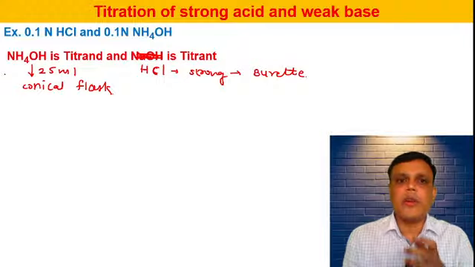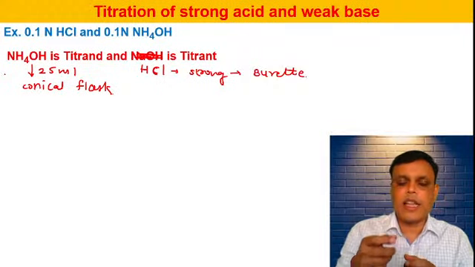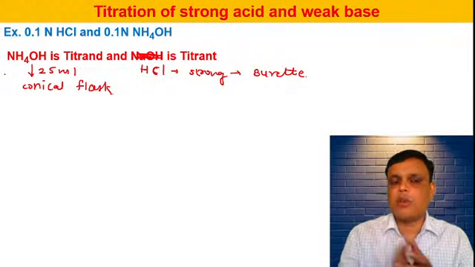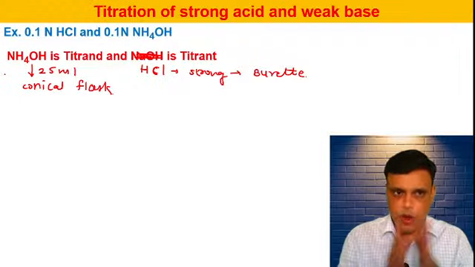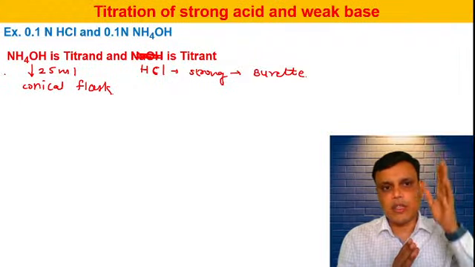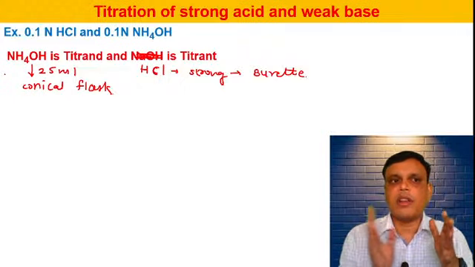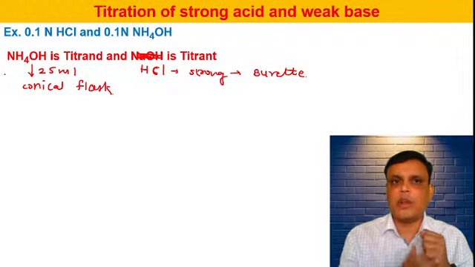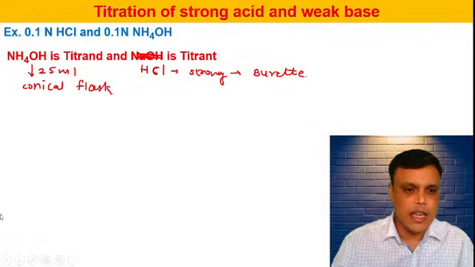After titrating ammonium hydroxide with HCl, that means we will add HCl drop by drop from the burette into the conical flask which contains ammonium hydroxide. This is our titration. And after the titration, if we plot the change in pH versus ml of HCl added, then we will get a curve, and that curve we call a titration curve.